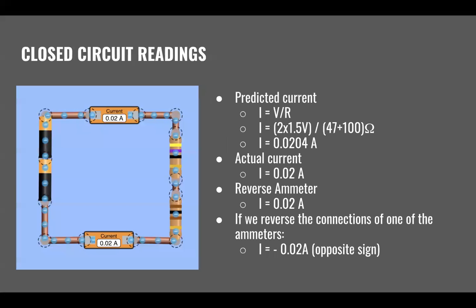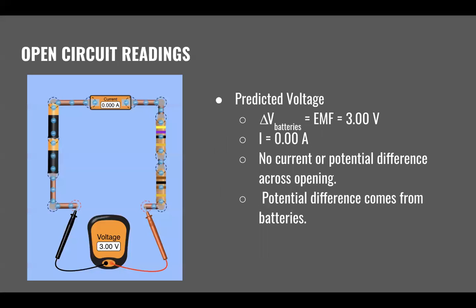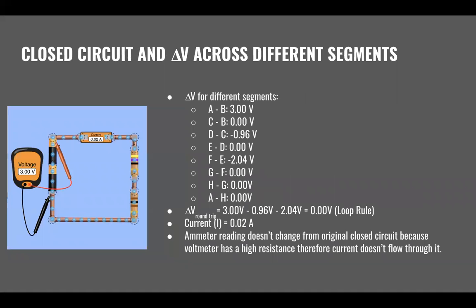For the closed circuit readings, I predicted that the current would be 0.0204 amps based on the values I had, but the actual current lacked the last two significant figures. In the case that we reverse the connections to one of the ammeters, it would still be the same magnitude, but opposite sign. For the open circuit readings, there was obviously no current flowing, and the only potential difference would be the EMF, which is 3 volts.